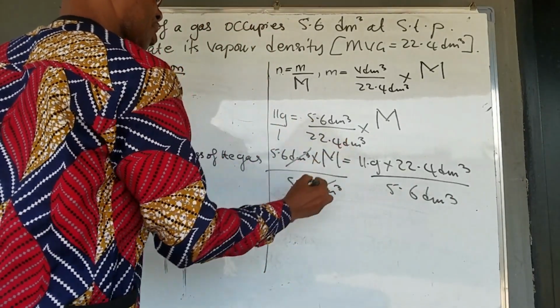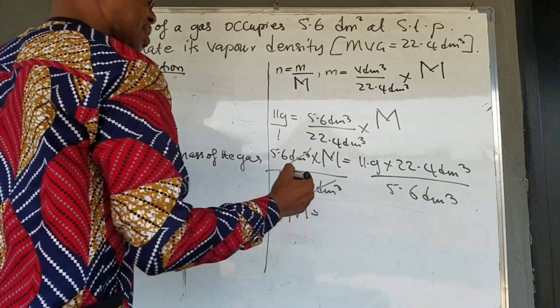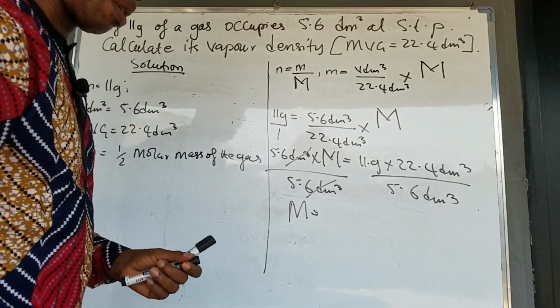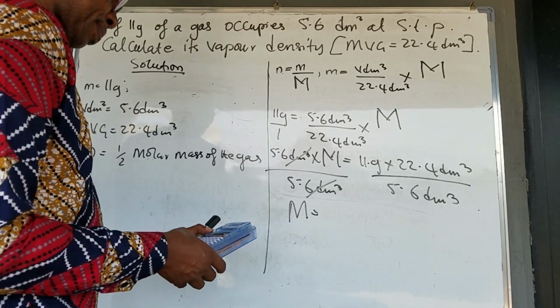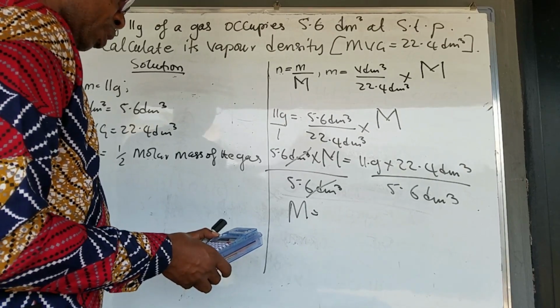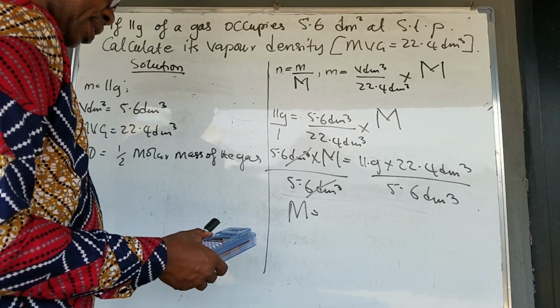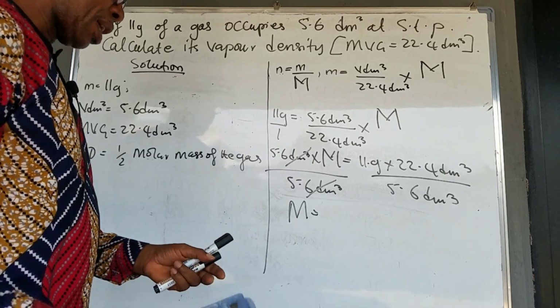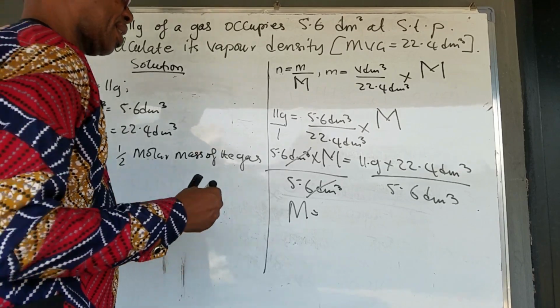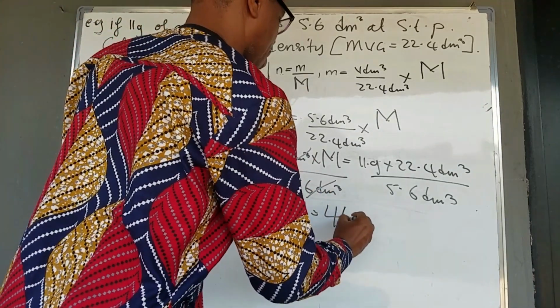Chemistry is quite interesting, and then the big M is waiting for you. And then you get your best friend, the calculator, and punch it. You have 1 times 22.4 divided by 5.6. And without much stress, the answer of big M is 44 grams.